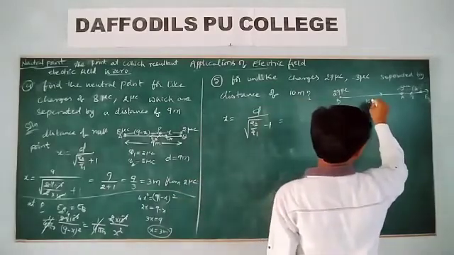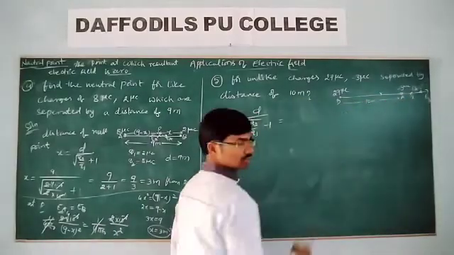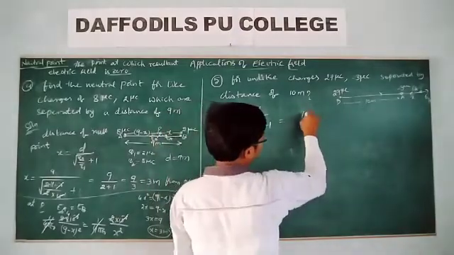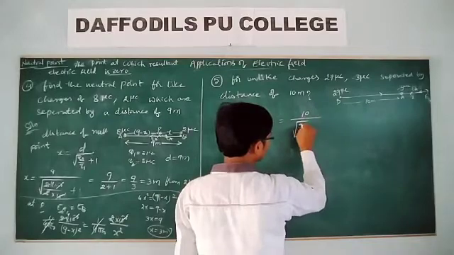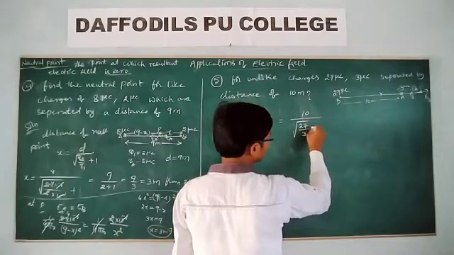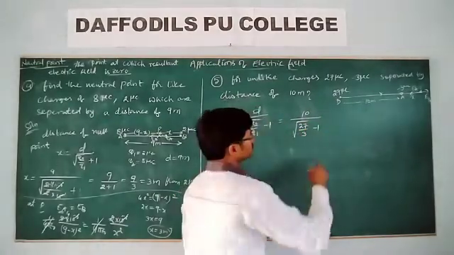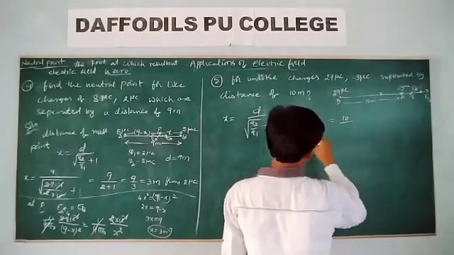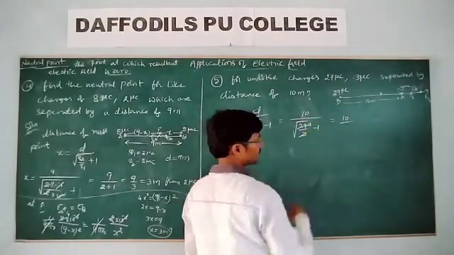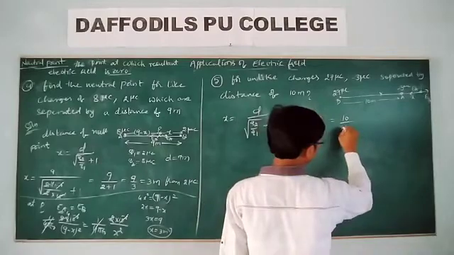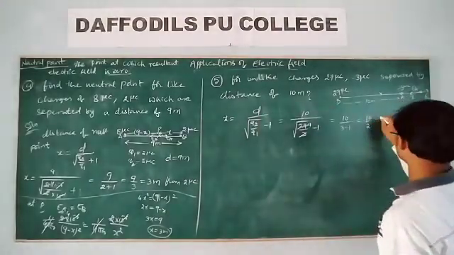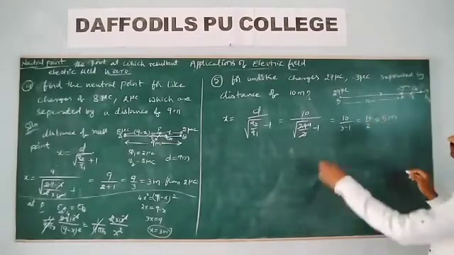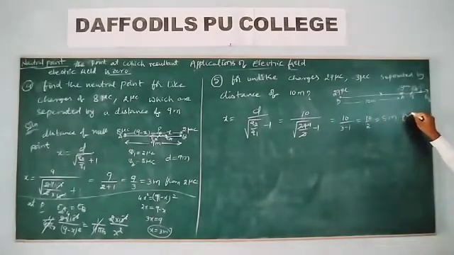This distance is 10 meter, separated d. Then 10 by root over q2 by q1, which is 27 by 3, minus 1. That is equal to 10 by root 9 minus 1, which is 10 by 2, equal to 5 meter. From where? 5 meter from the minus 3 microcoulomb.